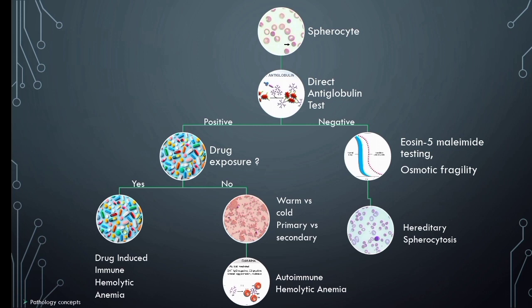If you find a spherocyte on the peripheral blood smear, then one should go for the DAT testing. DAT is a direct antiglobulin testing. If DAT is positive, it can be due to drug-induced immune hemolytic anemia or due to autoimmune hemolytic anemia. Drug-induced immune hemolytic anemia is rare. Drugs involved are methyldopa, penicillin, cefotetan, ceftriaxone, piperacillin, and NSAIDs. Treatment is removal and discontinuation of the drug.